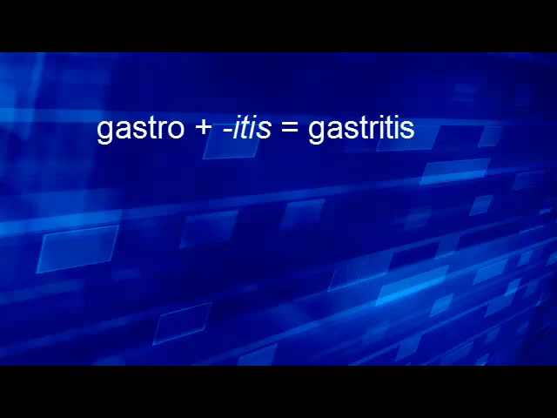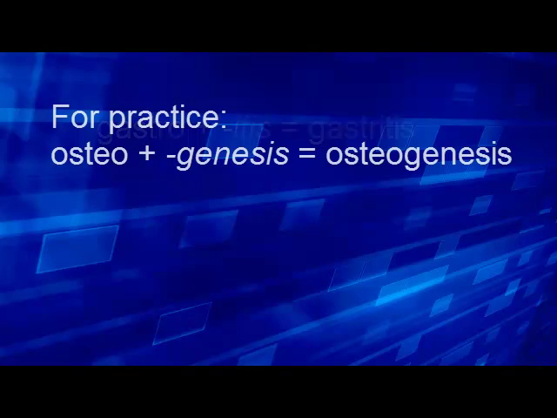So, gastroenteritis. Itis was what? Inflammation of. So, gastritis would be inflammation of the stomach. All right, so for practice, osteogenesis. What do you think genesis means? Origin or beginning, right? The origin or the beginning, or if it's easier to define, the creation of. To generate. Osteo means bone, so it's creation of bone.